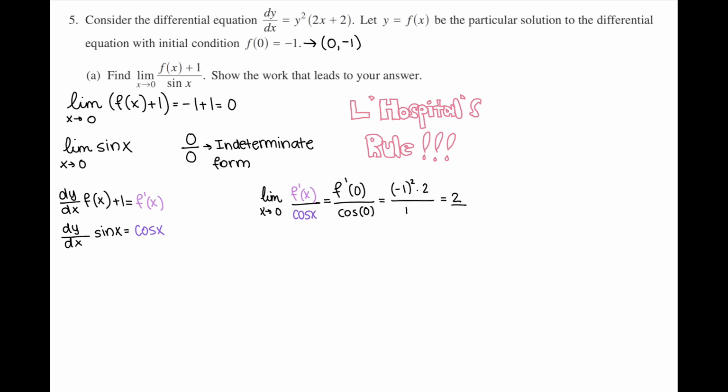So let's talk about scoring here. This part is worth 2 points. One point is earned for recognizing and applying L'Hopital's rule, and the second point is for getting the correct final answer of 2. But you do have to show the indeterminate form to get credit using L'Hopital, so you do have to acknowledge that 0 over 0 is indeterminate form. Let's move on to part B now.